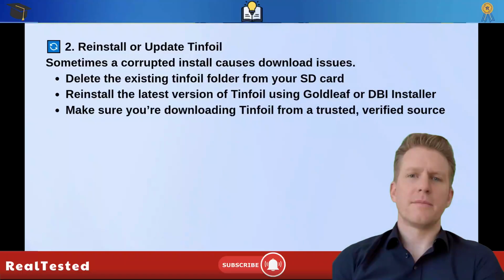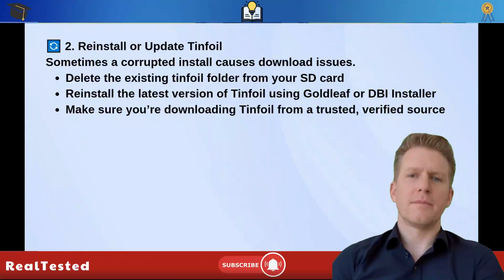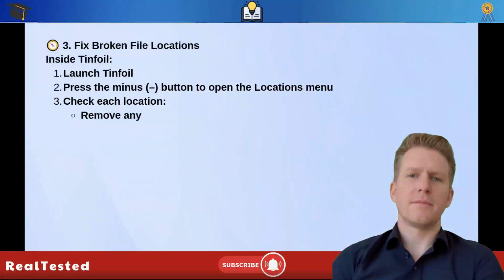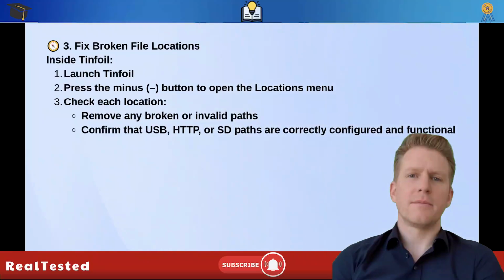Next, try a fresh install of Tinfoil. Start by removing the existing Tinfoil folder from your SD card. Then, grab the most recent version from a reliable source and install it using a tool like DBI Installer or Gold Leaf. Once installed, launch Tinfoil and hit the minus button to inspect your file locations. Delete any entries that appear broken or lead nowhere. Your USB, HTTP, and SD card sources must be properly configured for downloads to function.